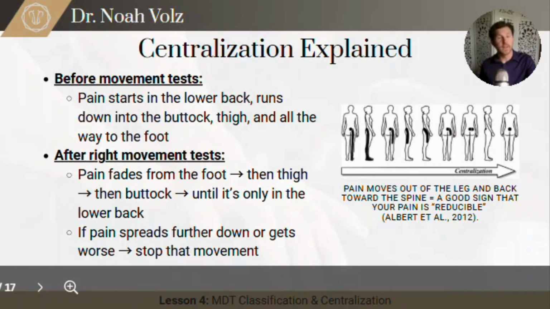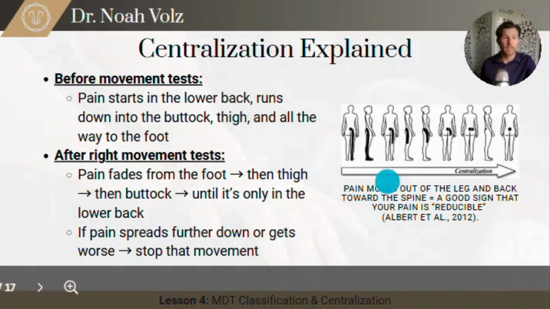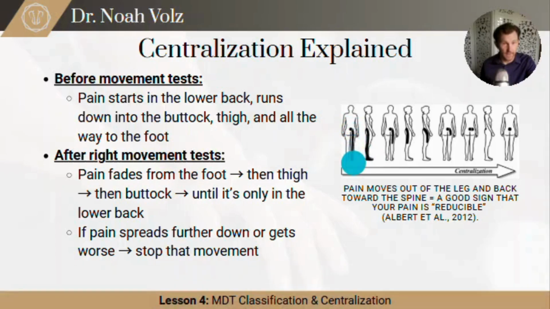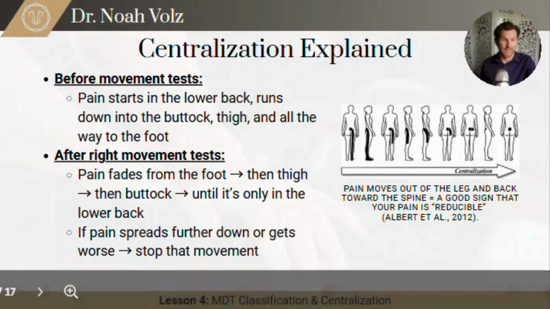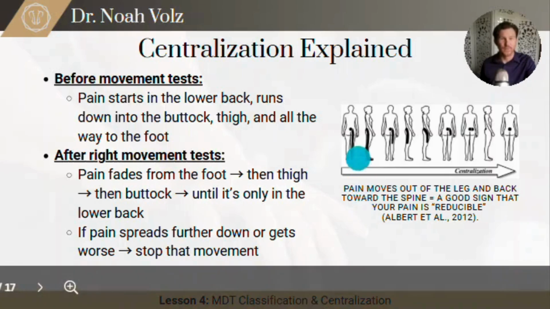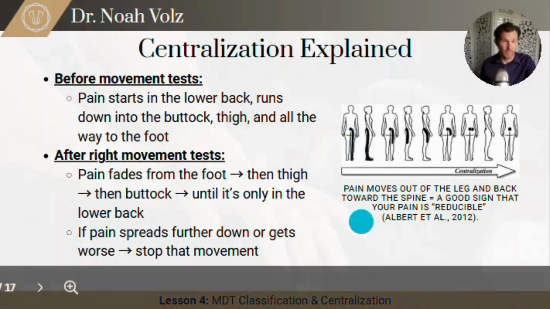So let's look at centralization. So centralization is when the pain starts in the low back and moves down the leg. Well, actually, centralization is the opposite of that. So when you start to have pain, the pain usually starts in the low back and then starts to move down the leg.